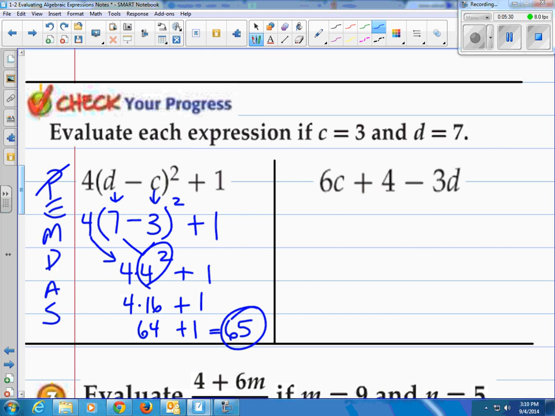Second one over here, let's plug in 3 for C and 7 for D. So we have 6 times 3. Notice I'm putting a dot in there so I know it's multiplied. That's what it stands for. 3D is actually 3 times D, which is 3 times 7. So we have 6 times 3, which is 18, plus 4 minus 3 times 7, which is 21. I did the multiplications next.